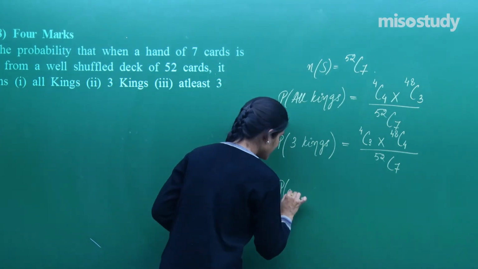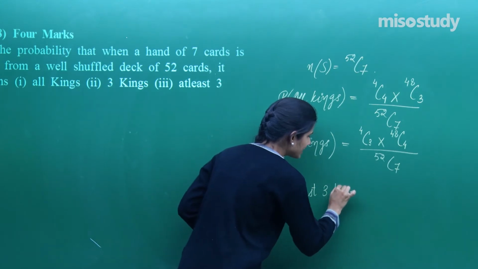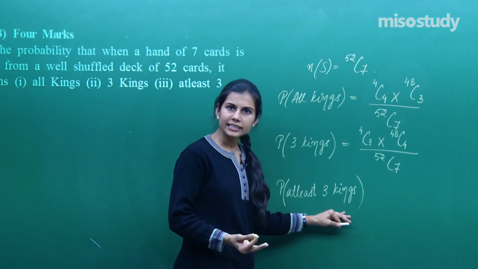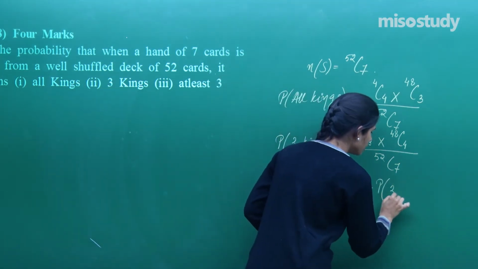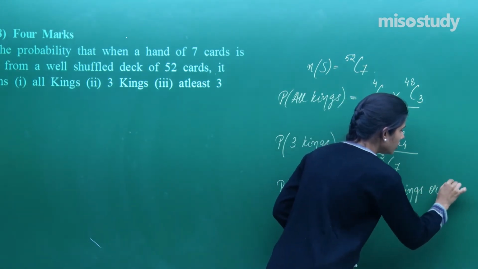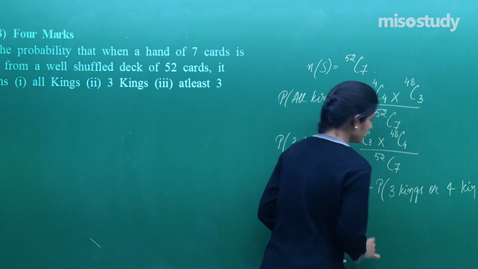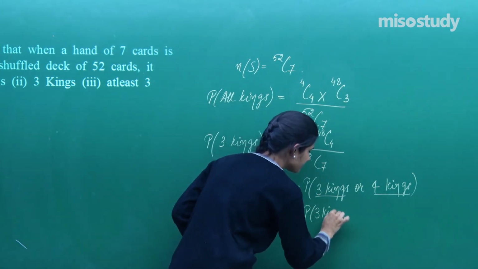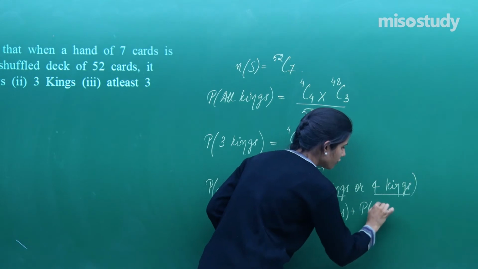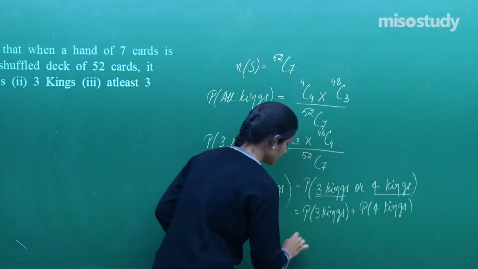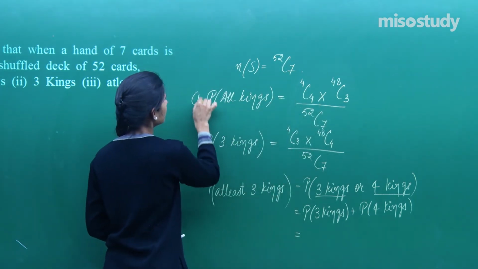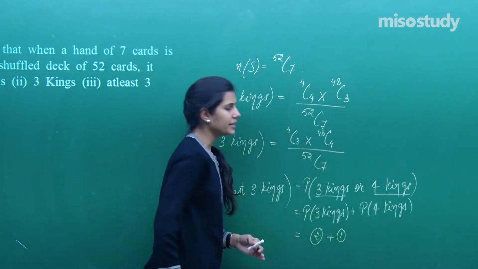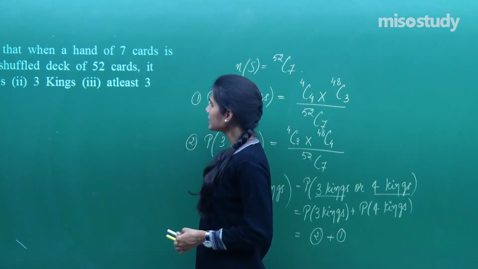Then you have at least 3 kings. At least 3 kings. Now at the max there are 4 kings. Overall there are 4 kings. So at least 3 kings means either 3 kings or 4 kings. So either 3 kings will be withdrawn or 4 kings will be withdrawn. Right? They both are mutually exclusive events. So probability of 3 kings plus probability of 4 kings. Probability of 3 kings is this. This is probability of 3 kings, this is probability of 4 kings. So you can just compute and add them. You will be getting your answer. Cool enough?